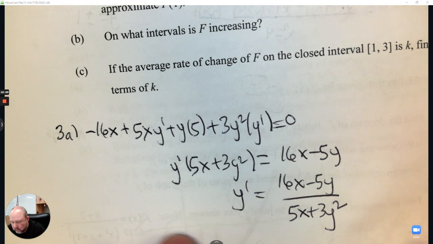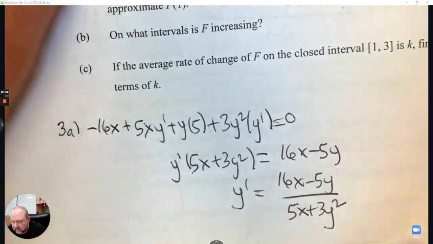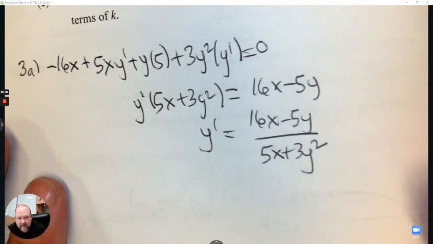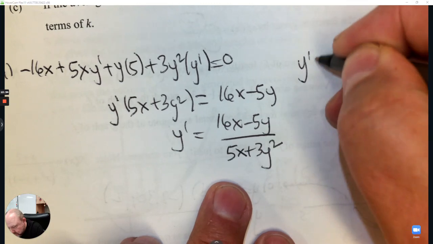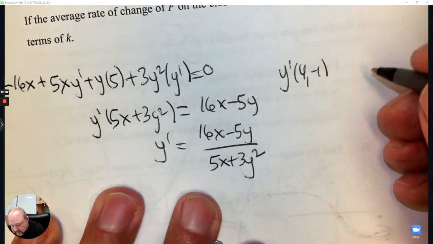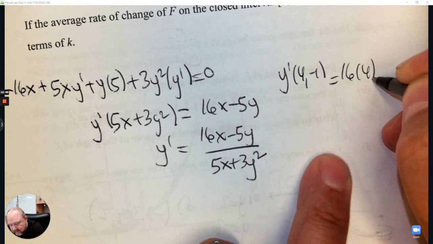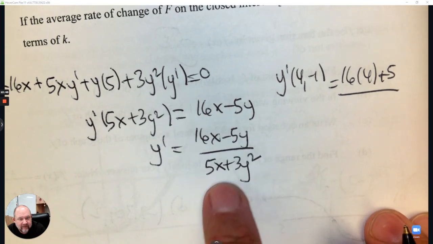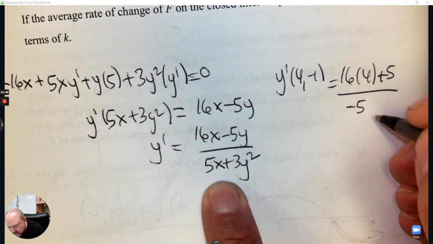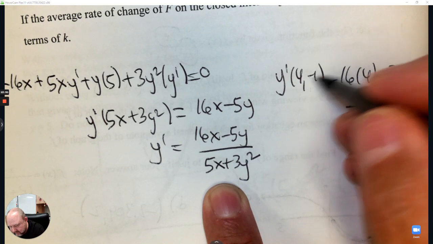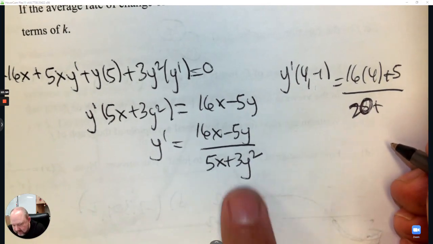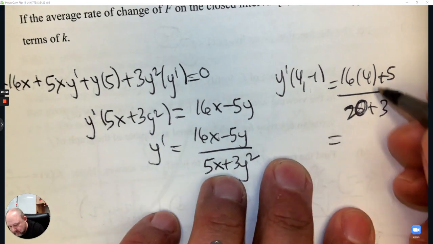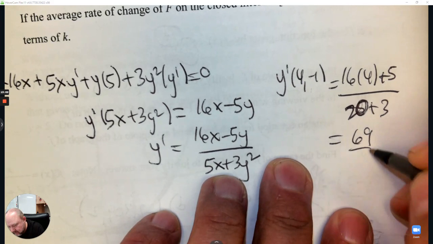Part B, write an equation for the line tangent to the curve at 4, -1. So I'm going to plug in 4, -1. So I get 16 times 4 minus 5 times -1. So that's going to be plus 5. And then 5 times 4, I mean. And then -1 squared is 1 times 3, that's 3. So I get 64 plus 5, 69 over 23.